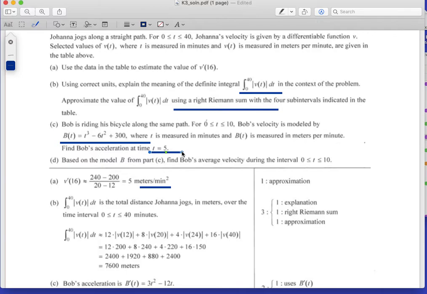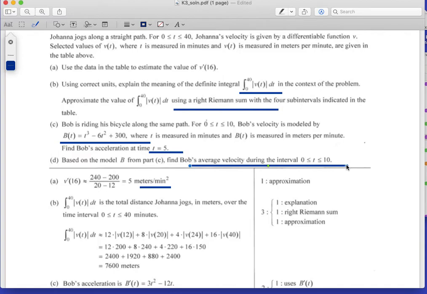Pretty easy problem. Very good example of this, all the way into part C. Maybe you didn't know how to do A, maybe you didn't know how to do B, but keep going because perhaps you can do part C. All right, finally, for D, based on that model, find Bob's average velocity during the interval.